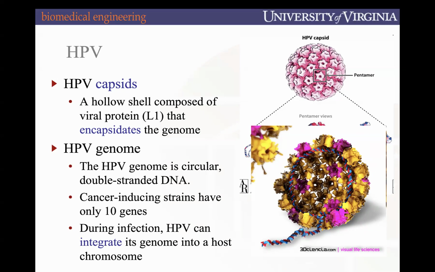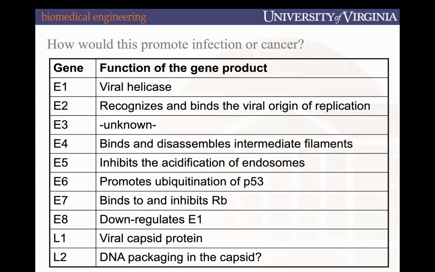Typically, the cancer-inducing strains of HPV only have about 10 genes in their genome, as opposed to the human genome that's about 25,000. And so what makes HPV connected to cancer and what makes this so harmful is that during an HPV infection, that HPV virus is going to try and integrate its DNA into the host genome, into the host chromosome. And so it's the integration of the HPV genome, the HPV DNA, into our DNA that makes those cancer-inducing strains so harmful. And so the 10 genes associated with the HPV genome are listed here.